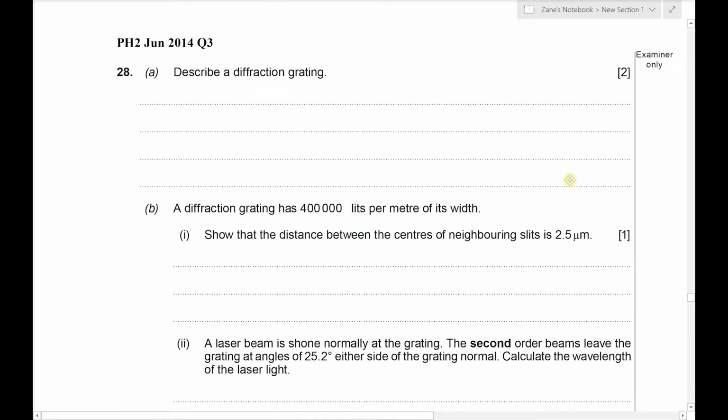Hello and welcome to another WJEC A level physics question. This is from the June 2014 Unit 2 exam and it's question number 3. It's a question basically about diffraction gratings.